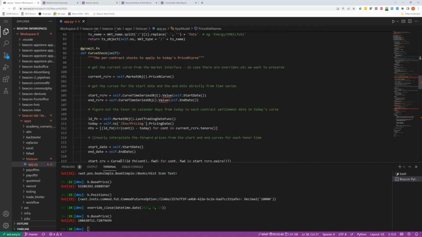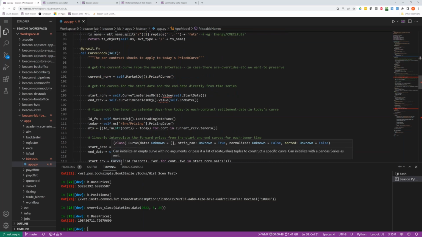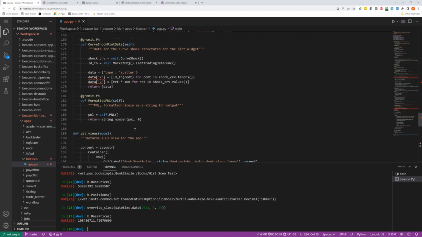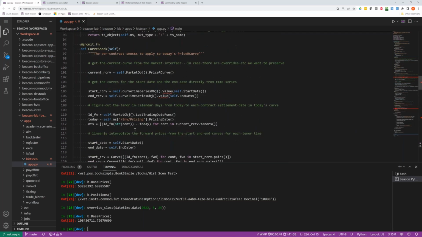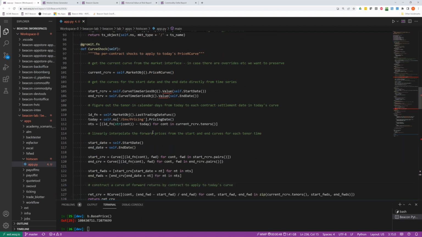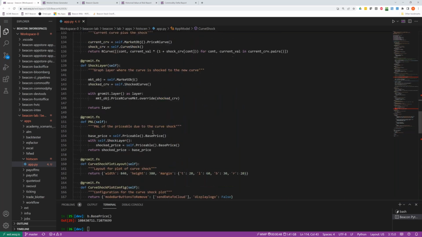Here's another method, curve shock. Curve shock is the bit of analytics that picks off the curves on the start and end date that we want to use for our historical window, figures out the shock, and then applies it to the current market. Here's another method, P&L. This is the thing that figures out the P&L due to applying that curve shock. And again, it uses a dependency graph that makes it really easy to code this stuff.